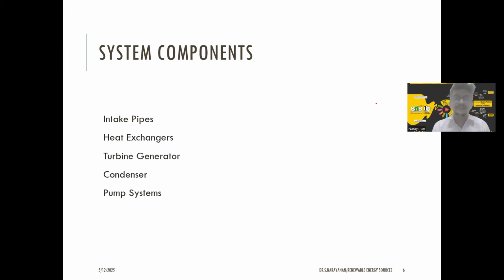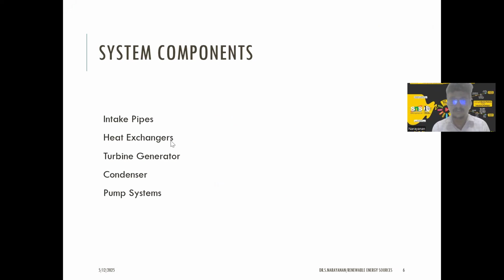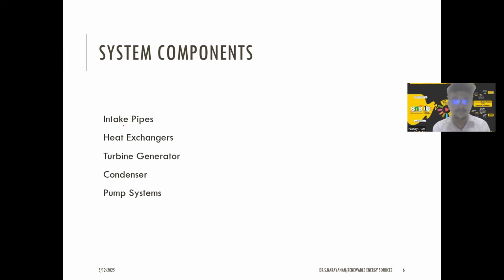So the components are intake pipes, heat exchangers, turbine generator, condenser, and pump system. We will see the purpose of these components. Intake pipes are for transmitting water. The heat exchanger is used in two places. One is in the evaporator, to exchange heat from warm water to the working fluid to vaporize it. And another heat exchanger is used in the condenser, where the water from the deep sea, that is cold water, is used for condensing the working vapor.